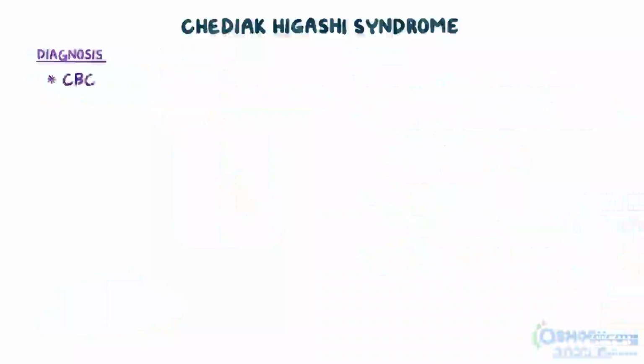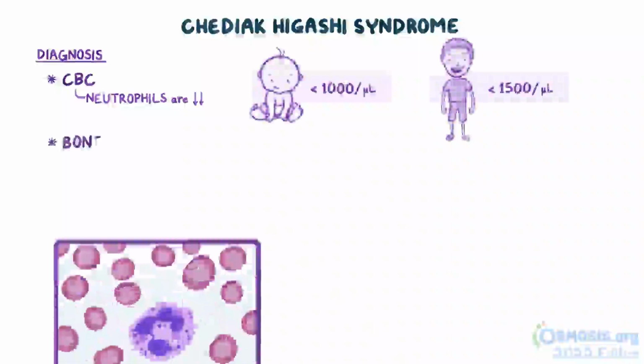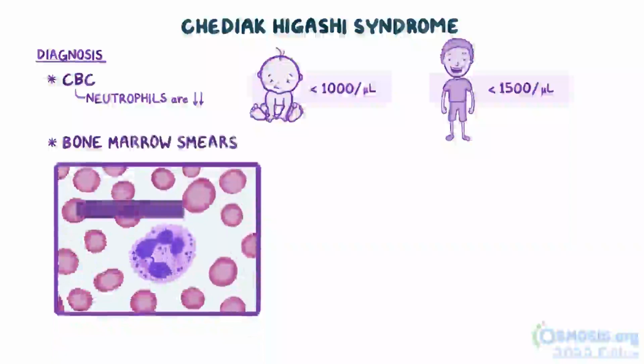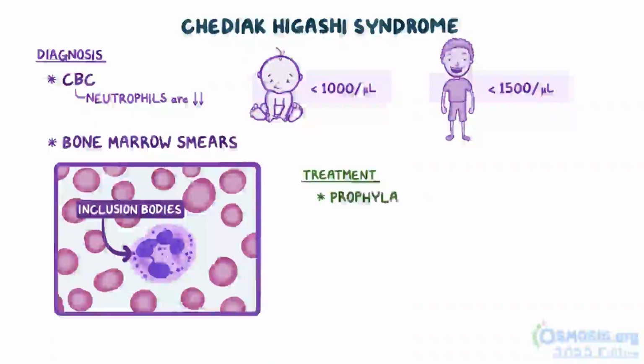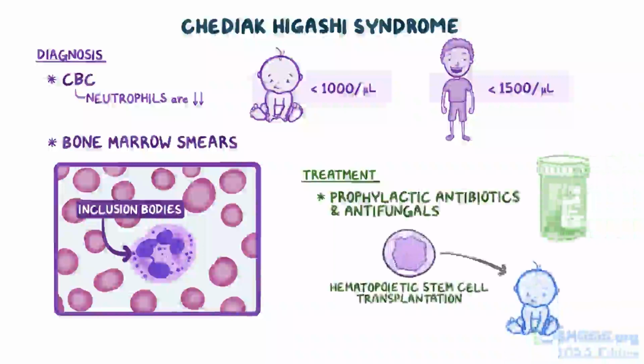On a CBC, the number of neutrophils is usually low, meaning less than 1,000 per microliter in infants and less than 1,500 per microliter in older children. Diagnosis is confirmed by bone marrow smears showing giant granules or inclusion bodies in leukocyte precursor cells. Treatment of Chediak-Higashi syndrome involves prophylactic antibiotics and antifungals until a hematopoietic stem cell transplantation is available.